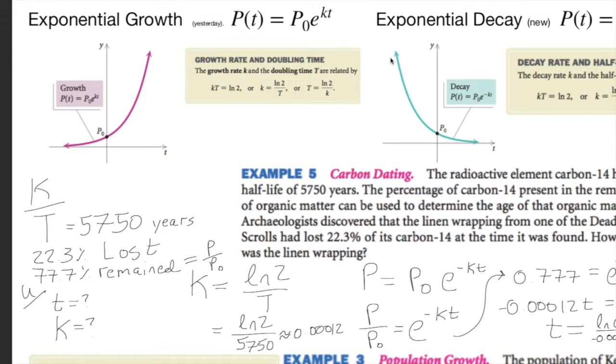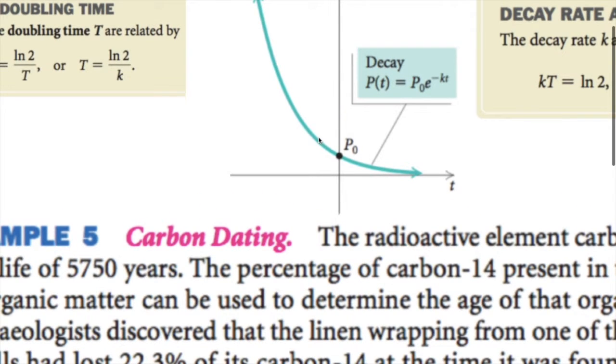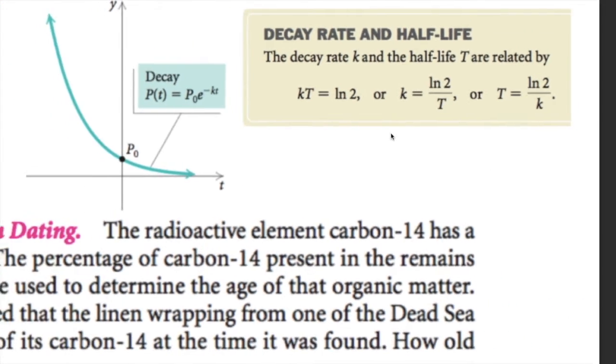But when you flip that around, exponential decay is like this. So if things are going to decrease by half, say over every certain amount of 5 years or 10 years or whatever, that's decay rate and half-life. And so we've got some formulas here.